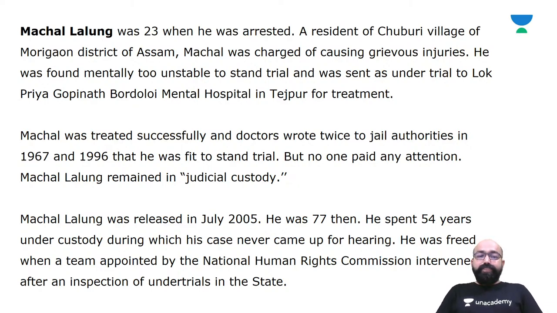Now see, Machil Lalum was released in July 2005. He was 77 then. Understand, he was arrested at the age of 23 and after a long battle he was released in July 2005, when he was 77. So he spent 52 years in judicial custody, during which his case never came up for hearing. He was freed when a team appointed by the National Human Rights Commission, NHRC, intervened after an inspection of undertrials in the state.